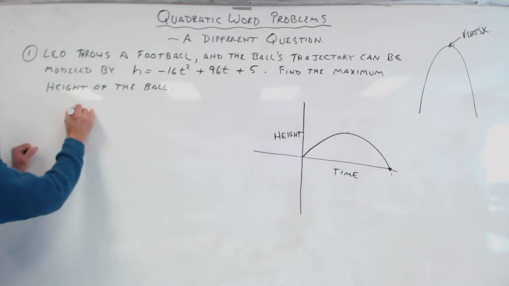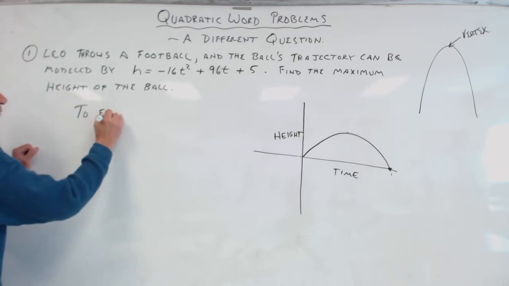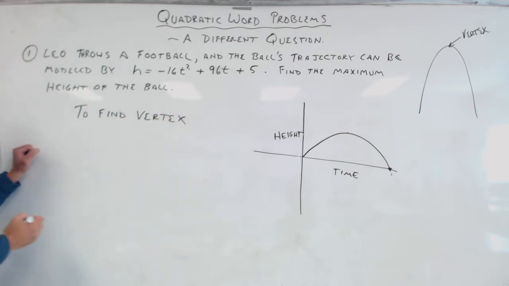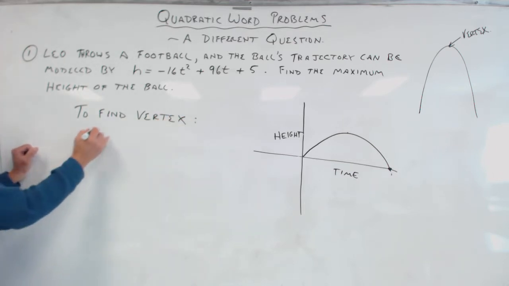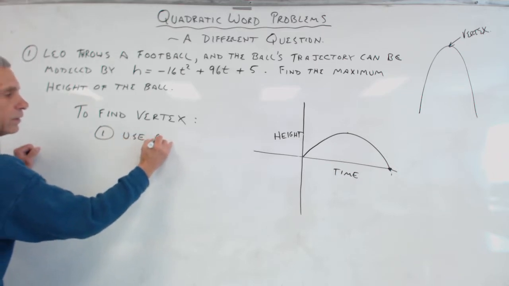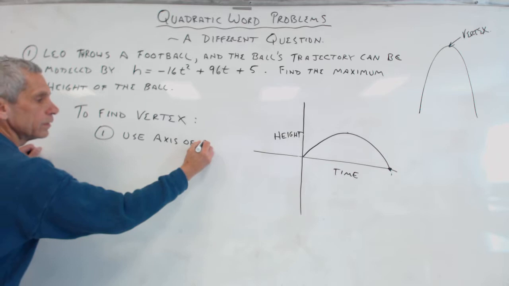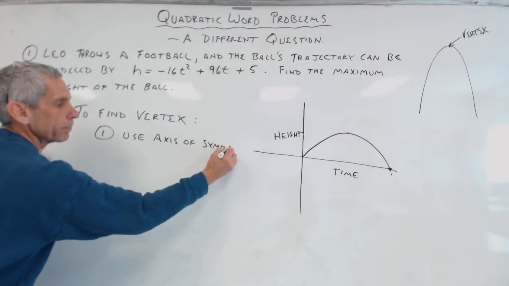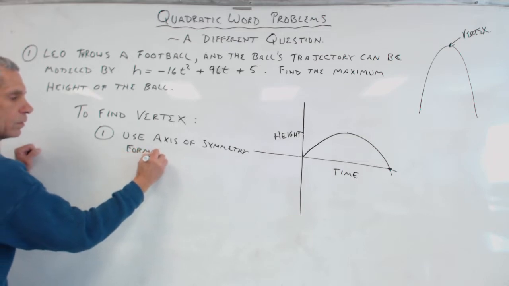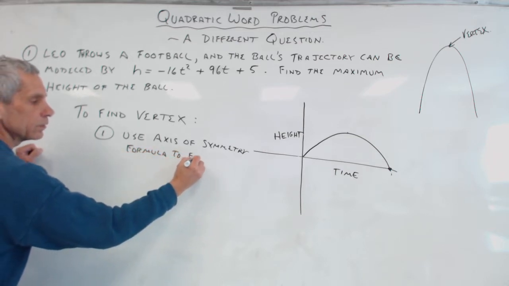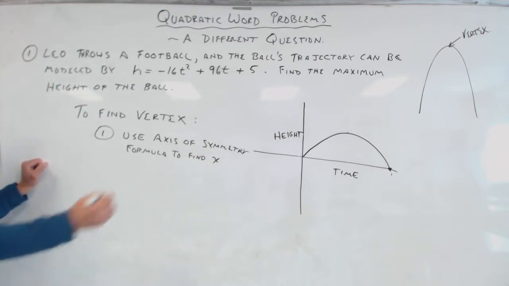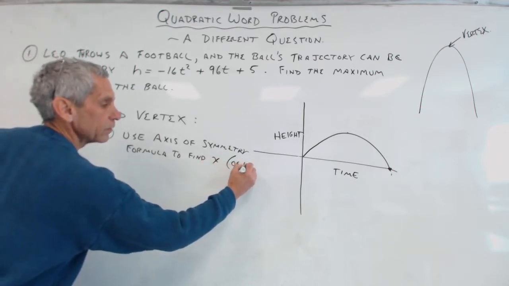So to find the vertex, number 1, you use the axis of symmetry formula to find x. The x of the vertex.